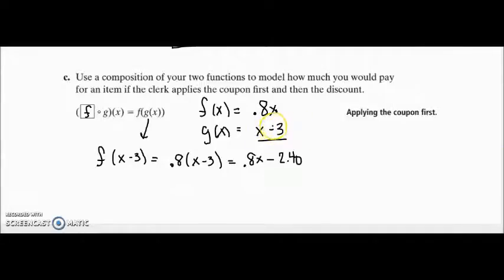There are several problems on your homework, and we'll do one in class that uses this composite so that you can understand it a little bit more.